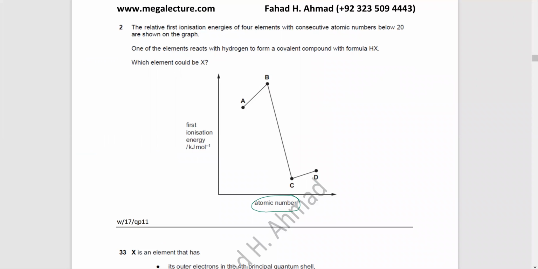So this is going to be, C is going to be group one. Then this is going to be group two. And if I extend this, there's going to be a dip. Then there's going to be rise. Then group six, there's going to be a dip. Okay, so the graph is going to repeat. These are your noble gases. So that's your group 18. And this is your group 17 or group seven.